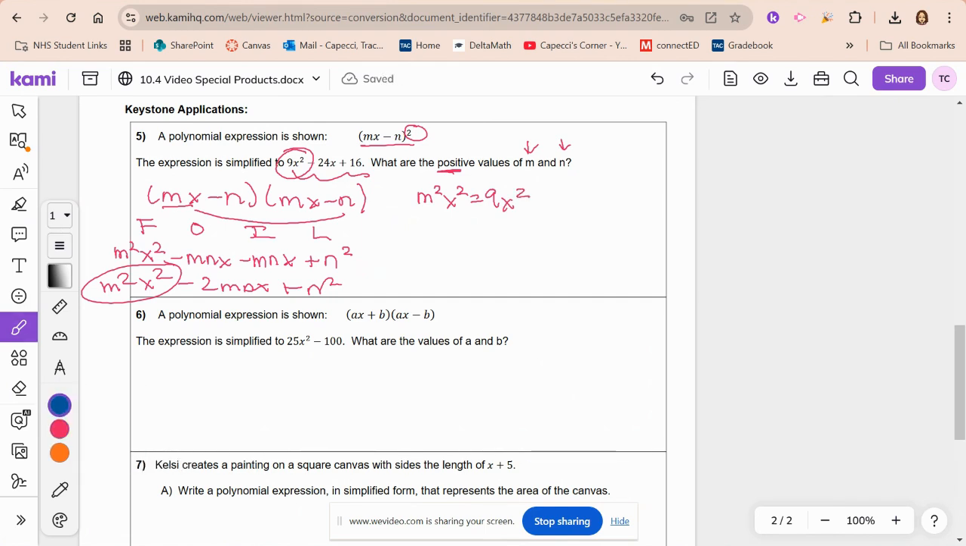Now, I notice that they both have x squared. I'm not going to concentrate on that. I'm just going to concentrate on the m squared is equal to 9. Now, in order to get the m by itself, I need to take the square root of both sides. So m is equal to, remember when you take the square root, you need to do plus or minus 3, so it's positive 3 and negative 3. But in this particular question, it asks for the positive value, so m is going to equal positive 3.